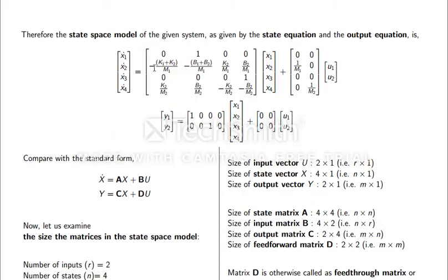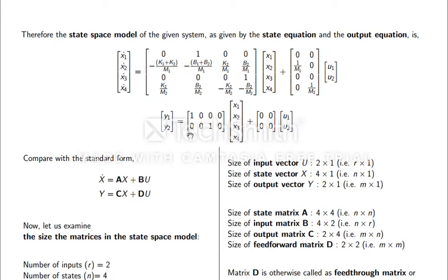State matrix A, this is the state matrix A, and of course this is going to be a square matrix always of the size equal to the number of the state variables, n cross n. Size of the input matrix is given by 4 cross 2. You'll be able to see the number of rows will be equal to the number of states, and the number of columns will be equal to the number of inputs. So the input matrix size is 4 cross 2, or in general n cross r, where n is the number of states and r is the number of inputs.